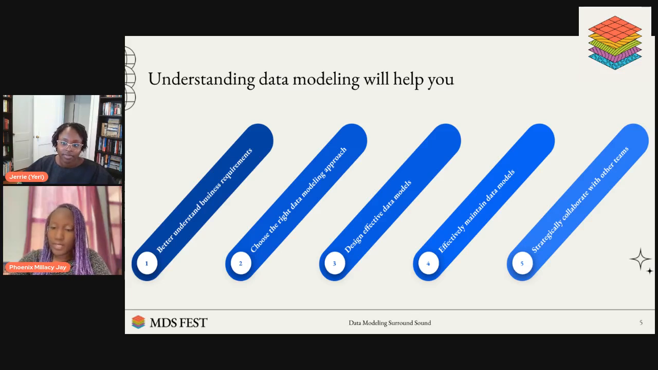Essentially the idea is that when you're modeling your data, you want to follow the natural data flow of your organization, right? It's not necessarily trying to plug and play some sort of perfect system. There's no perfect system. There's just what could work for your company and finding the flow that works best. In addition to designing effective data models and having tools and resources to help you follow that natural flow, you also want to be able to effectively maintain those data models.